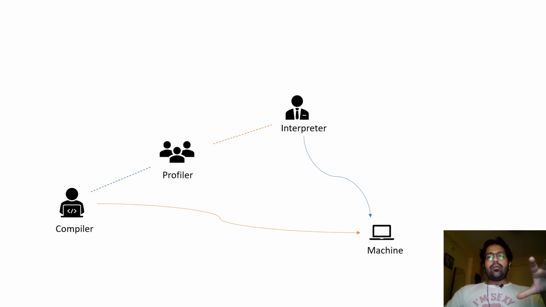So the JS engine implements the compiler also, as we just saw. The JIT compiler is basically an amalgamation of both the interpreter and the compiler. In the JS engine, we have something called a profiler, which has been added recently. So this is what a JIT compiler looks like. There is an interpreter, a profiler, a compiler, and a machine.